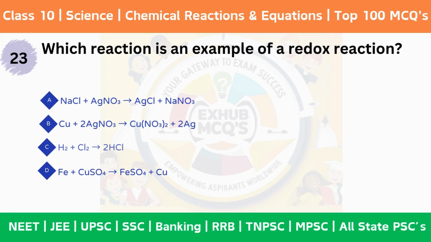MCQ 23. Which reaction is an example of a redox reaction? Option A, sodium chloride reacting with silver nitrate. Option B, copper reacting with silver nitrate to form copper nitrate and silver. Option C, hydrogen reacting with chlorine to form hydrogen chloride. Option D, iron reacting with copper sulfate to form iron sulfate and copper.